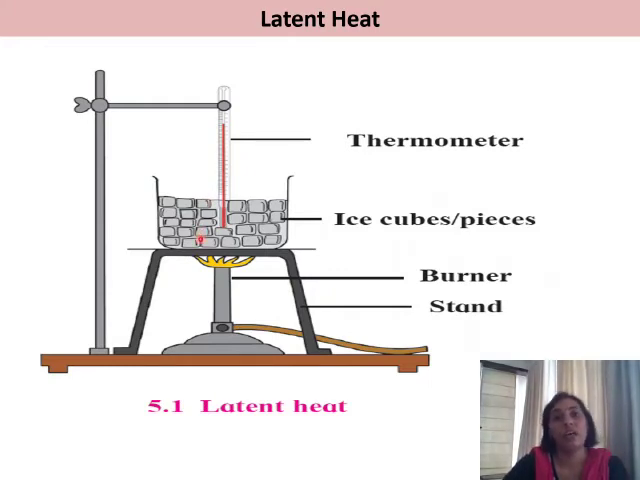Now let us see what our observations are. We have noted down the temperature after every 1 minute, and let us see what we observe. What kind of graph do we get when we plot a graph of temperature against time?